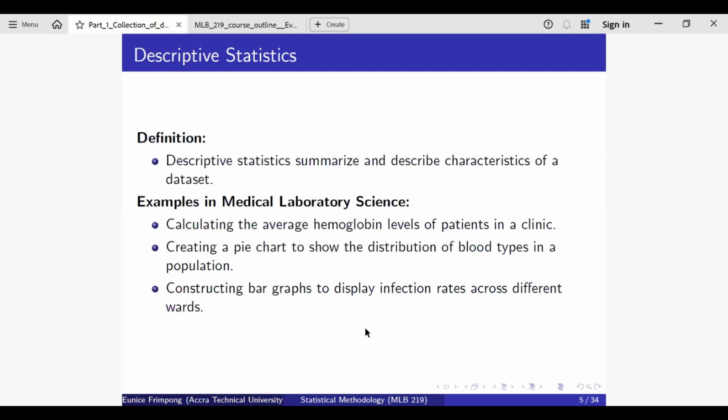These are the ways that you can use descriptive statistics in what you study or in the work that you do. You can also construct bar graphs to display infection rates of different wards in a hospital.